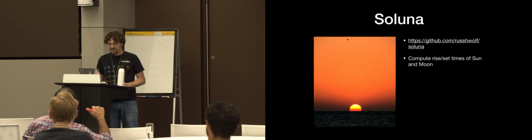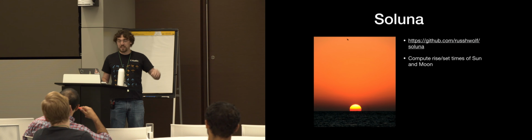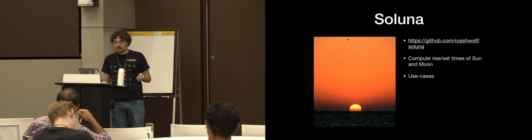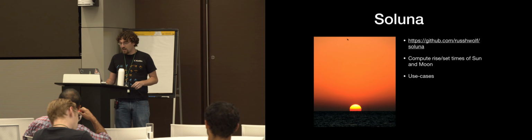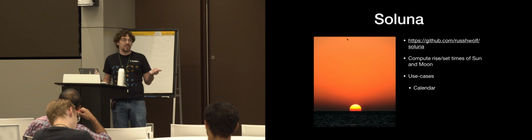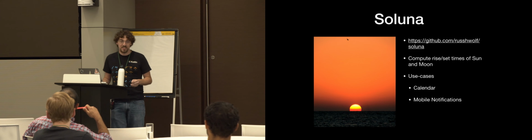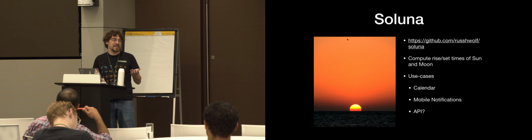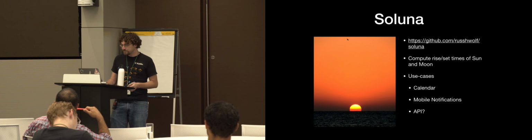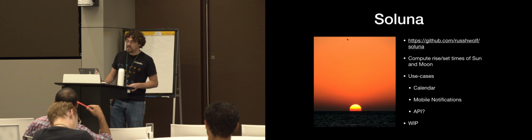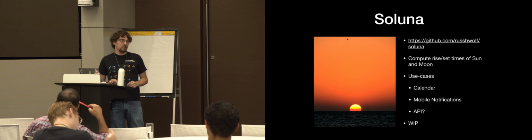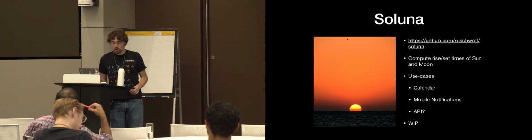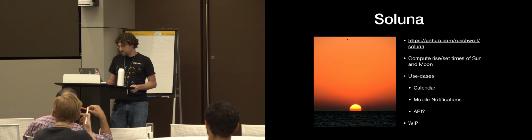It's available on GitHub here. And the core functionality of it is to compute the rise and set times of the sun and moon, and then use that for a couple different use cases. The ones I started out with are the calendar I just described, as well as a mobile app that can do some notifications. Down the road, I'd also maybe publish it as an API that anyone else could consume, or publish it as a library. And I should mention this is still very much a work in progress, so I'm going to walk you through some of the stuff that I've done so far. I'm still actively working on it, nowhere close to finished yet. But it's a fun project.